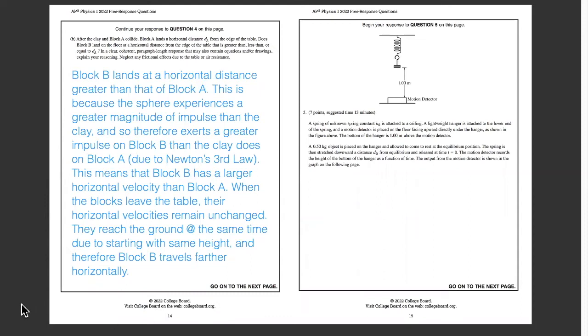All right. So then the final question that we have for today is question number 5. A spring of unknown spring constant is attached to the ceiling. A lightweight hanger is attached to the lower end of the spring, and a motion detector is placed on the floor facing upwards directly under the hanger. Bottom of the hanger is 1 meter above the motion detector. We place a 0.5 kilogram object on the hanger, allow it to come to rest, and the spring is stretched downwards some distance from equilibrium. And so we're getting height as a function of time. Okay.